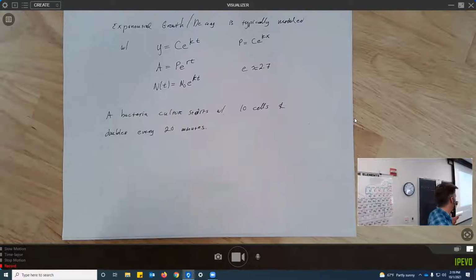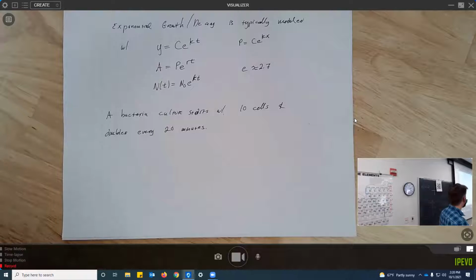And what I'll point out is there's usually really only two types of questions you can ask when you're talking about exponential growth and decay. Someone can ask you, how much stuff do you have after so much time has passed? Or they can ask you, how long does it take until you have so much stuff?